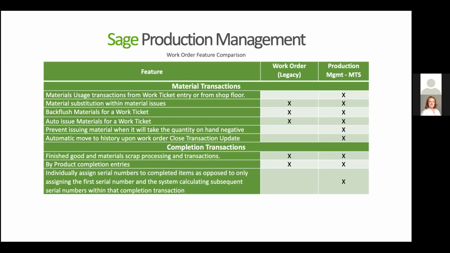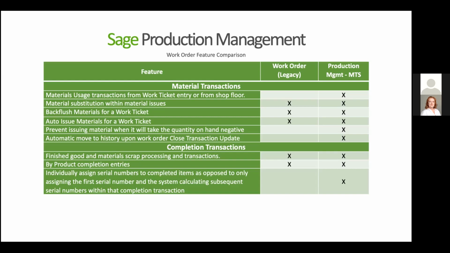It will prevent issuing materials when it would take quantity on hand negative. So we're not going to allow you to take inventory negative. And we're going to automatically move to history upon the work order close transaction update. So we're going to keep that work order in history and give you access to report on it.